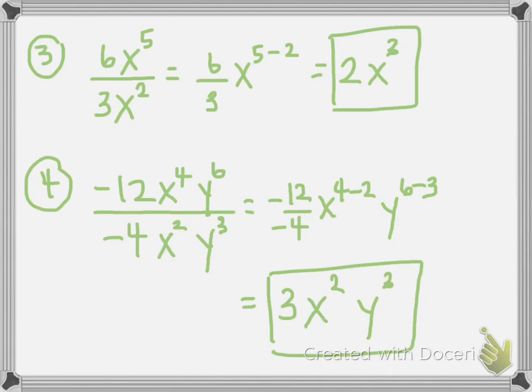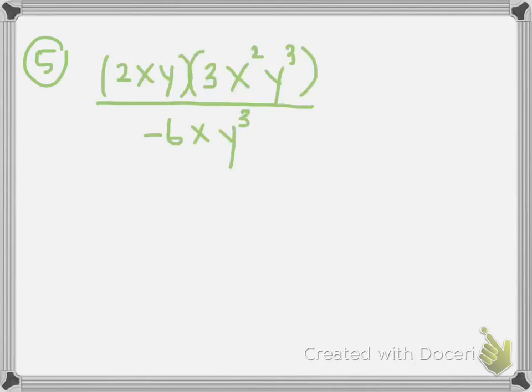Alright, let's do some putting this all together. Okay, so if I was to do this one here, I would say 2xy times 3x squared y cubed. So I need to simplify the numerator first. So I would need to multiply. So I need to multiply 2 times 3. So 2 times 3 would be a 6. X times x squared would be x to the 3rd power. And y times y cubed would be y to the 4th power.